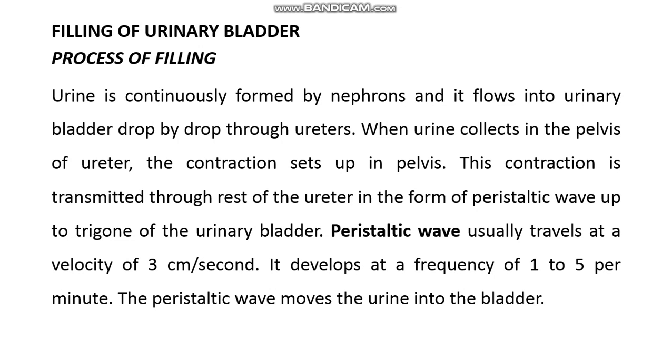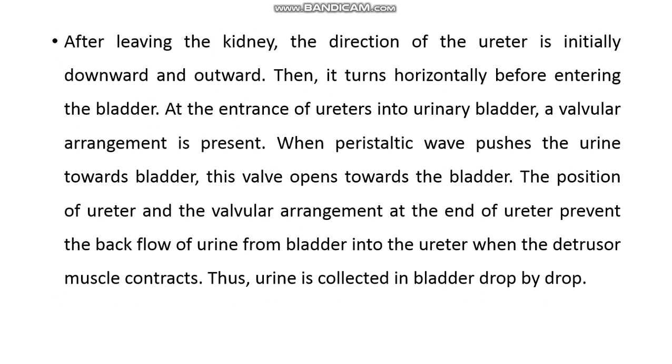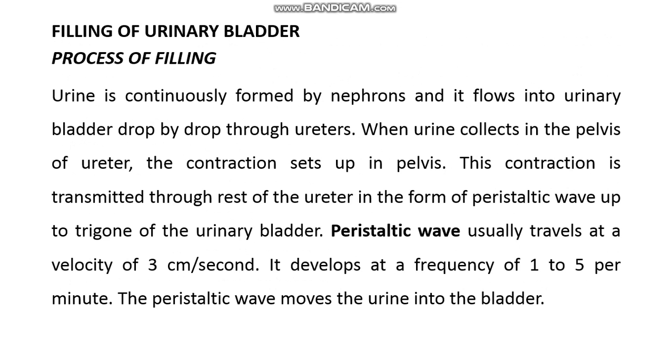This contraction is transmitted through the rest of the ureter in the form of a peristaltic wave up to the trigone of the urinary bladder. That peristaltic wave usually travels at a velocity of 3 cm per second. It develops at a frequency of 1 to 5 per minute. The peristaltic wave moves the urine into the urinary bladder.